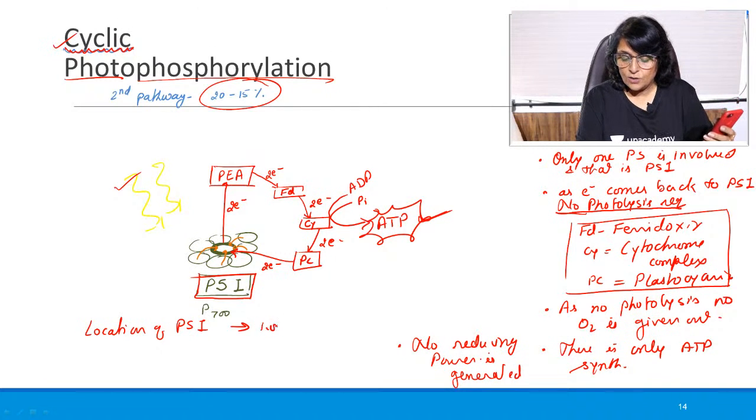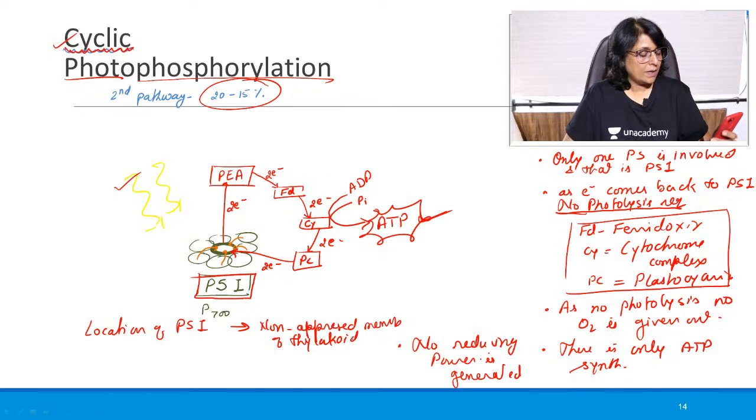It is the non-appressed membrane of thylakoid. So this is correct. Reshma, Rahul and Kalai have given the correct answer, but there is one more location. There is one more membrane where this PS1 is present. No, it is not stroma.